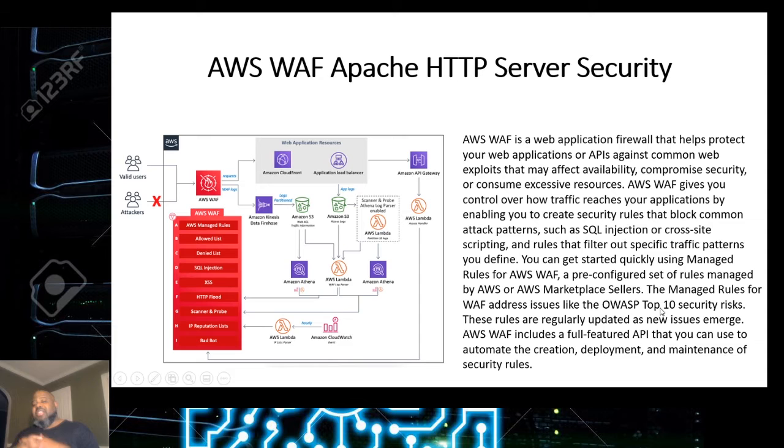So we're talking about protecting the HTTP security server. The first way you would do that is the AWS WAF web application firewall. There's also open source options. Apache has its own called ModSecurity that you can put in the front. These are some of the things it blocks: allow lists, deny lists, SQL injection, cross-site scripting, HTTP flood. You can block scanners and probes, IP reputation lists, and bad bots. Those are all the things you can block with a web application firewall, whether on-prem or in the cloud.